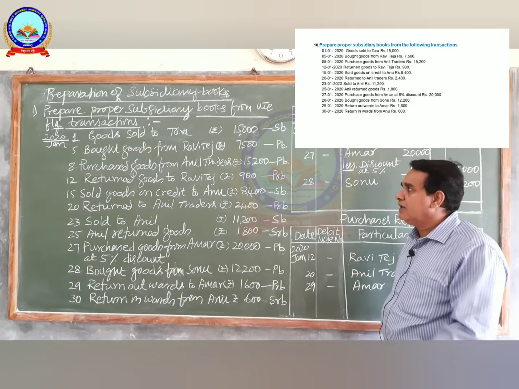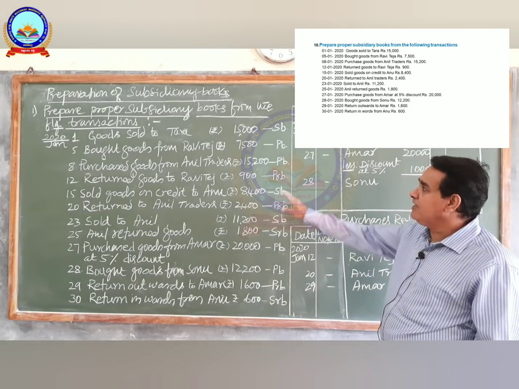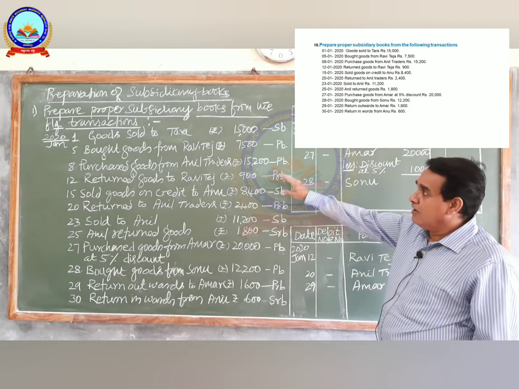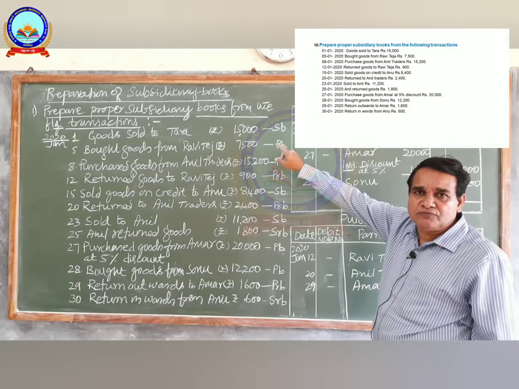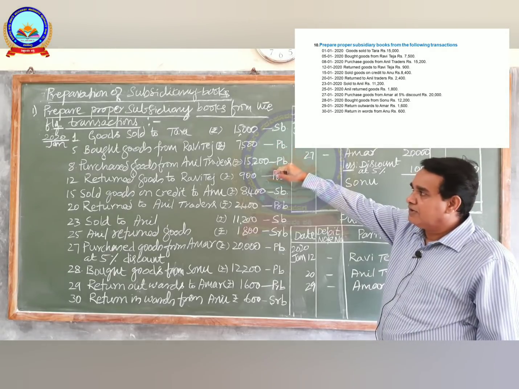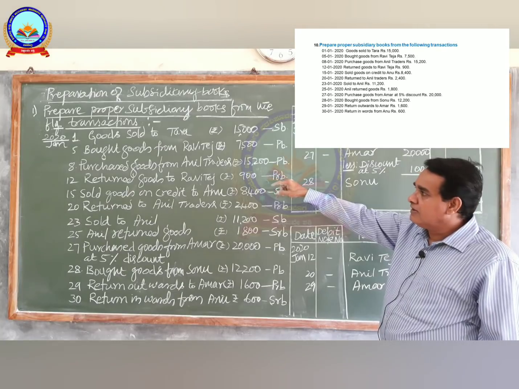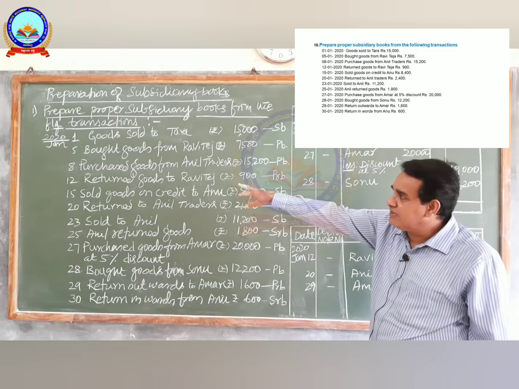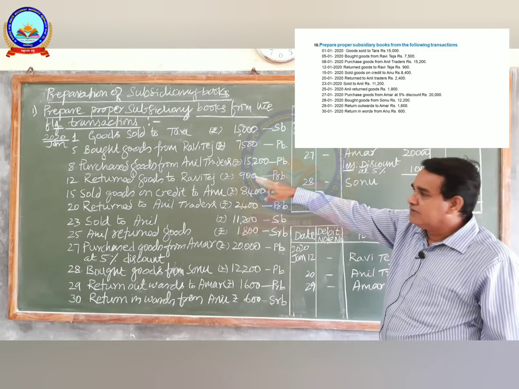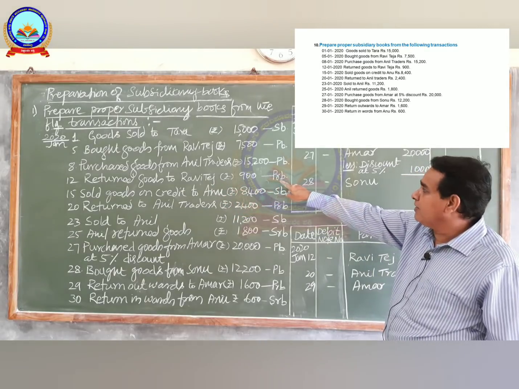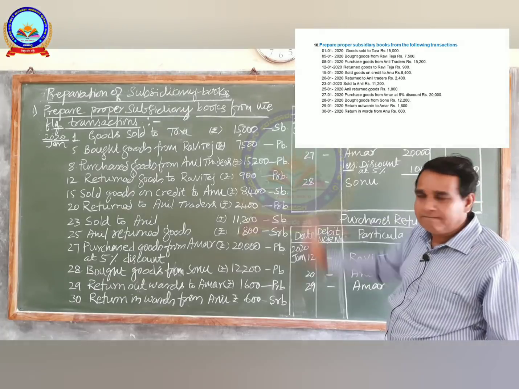And 12, returned goods to Ravi Tej. On 5th, purchased goods from Ravi Tej, and due to damage, breakage, etc., the goods were returned to Ravi Tej on 12th. This transaction will appear in purchases return book.